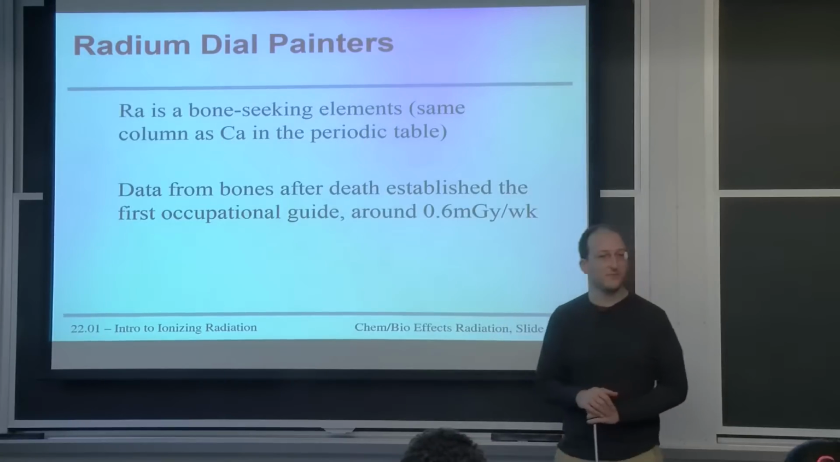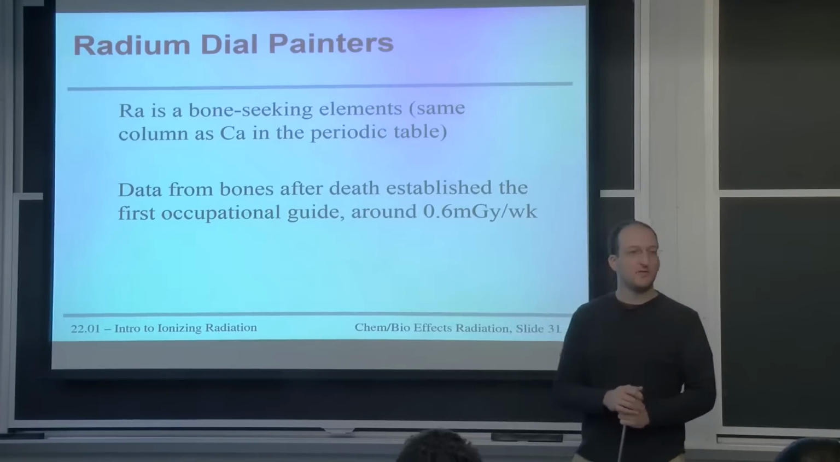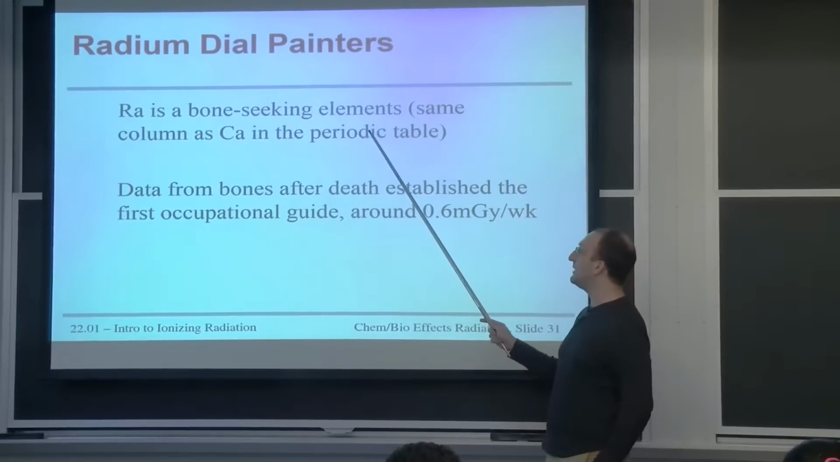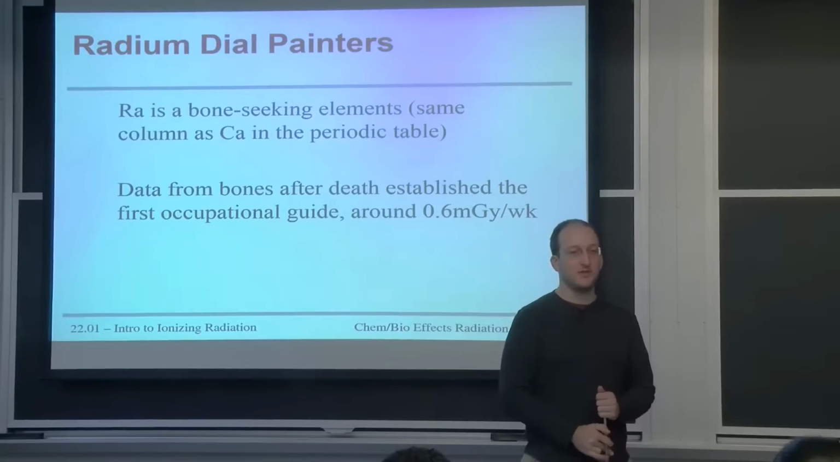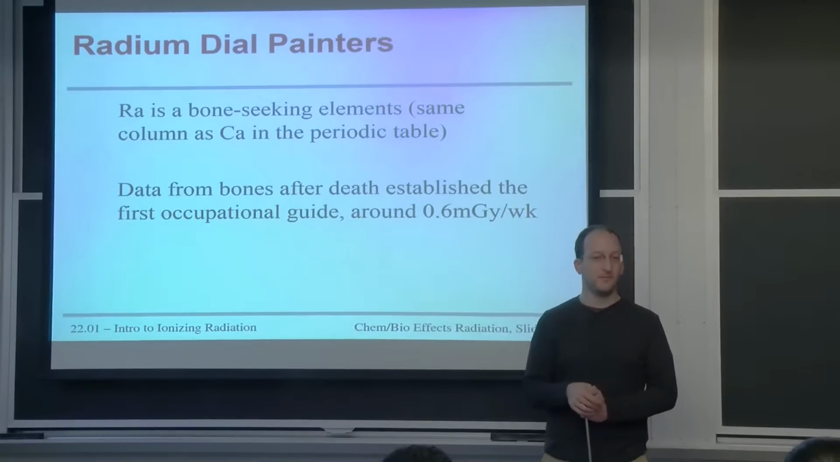Should be interesting. Those are the first group of folks that were exposed, the people painting radium watch dials. And the reason radium was so damaging is because radium is in the same column of the periodic table as calcium. It's a bone-seeking element. So which of the tissues do you think would be most damaged by ingestion of radium?